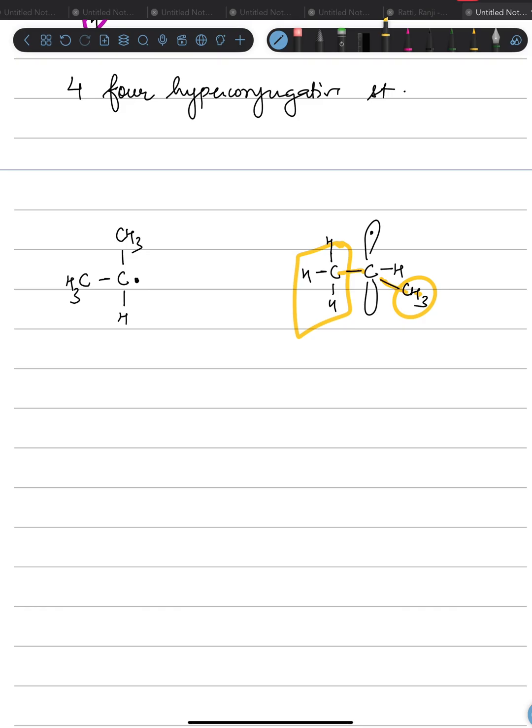So we'll have overall 3 structures with respect to this CH3, and along with this we'll have 7 hyperconjugative structures, right? So you can draw it in the same way as you have drawn for the ethyl free radical. Assuming that it is an ethyl free radical, you can draw for this one, this one, this one, and after that you can draw for this one, right?